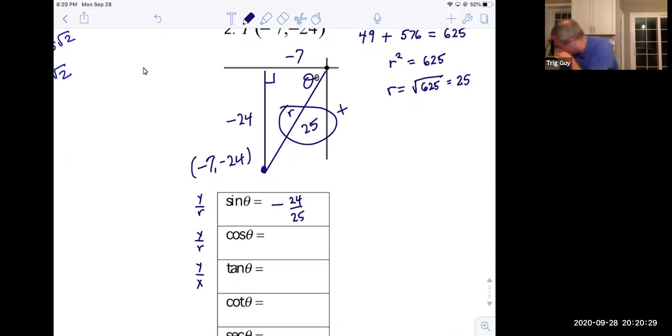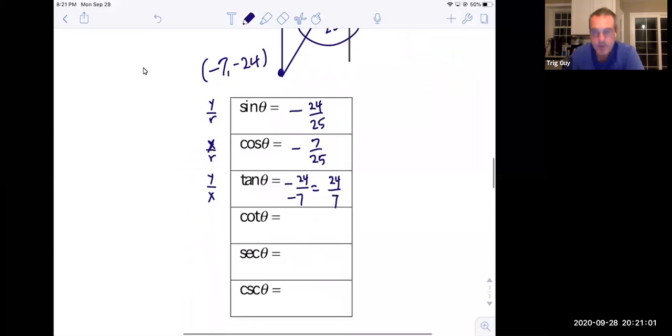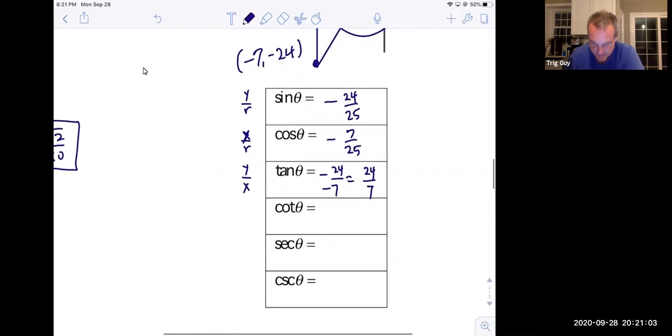Cosine, excuse me. Excuse me again. Cosine's x over r, which is -7 over 25. Tangent's y over x, which is -24 over -7. I don't know what's getting into me, guys. Must be fall allergies. Don't worry, I've been safe. It's not COVID.